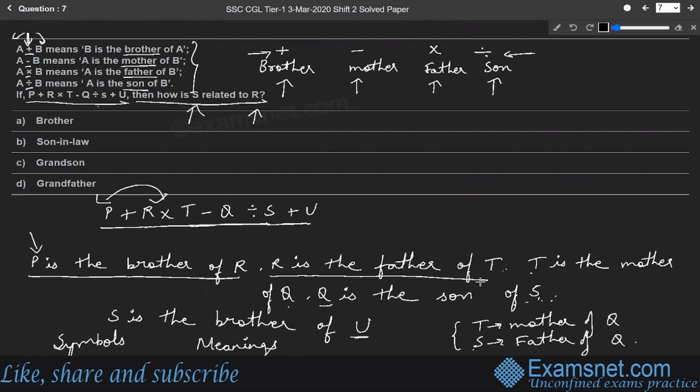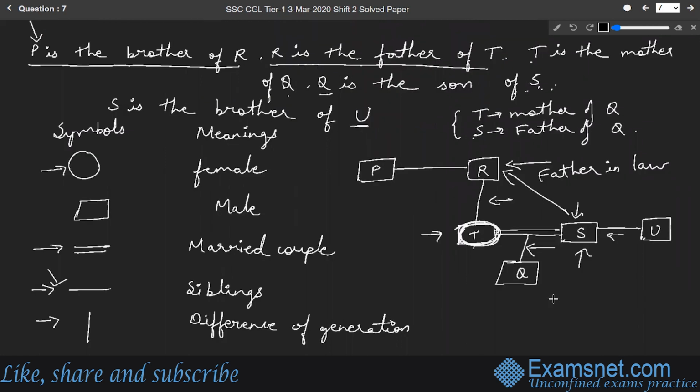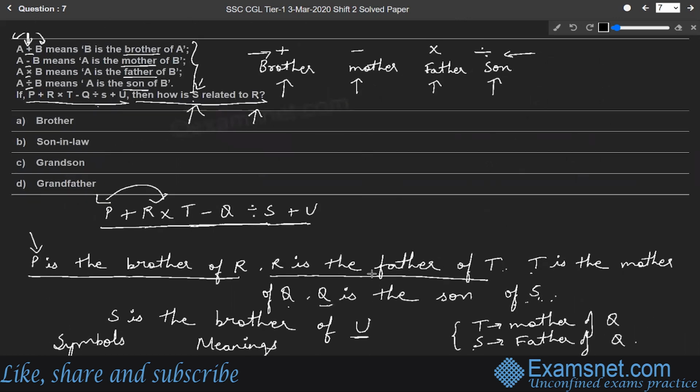Okay. And see, R is the father-in-law of S. But in the question, we have to identify how S is related to R. So for R, he is the son-in-law, right? So for R, S is son-in-law because his daughter is married to S. That is why S is the son-in-law of R. So for this question, the correct option will be option B, that is son-in-law. S is son-in-law of R. I hope you are clear with this question.